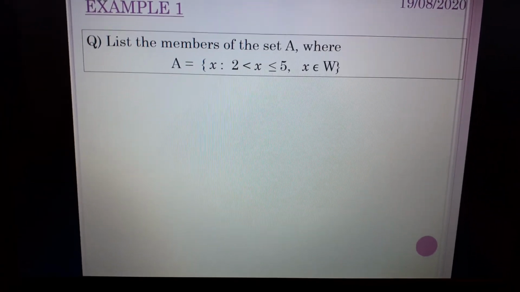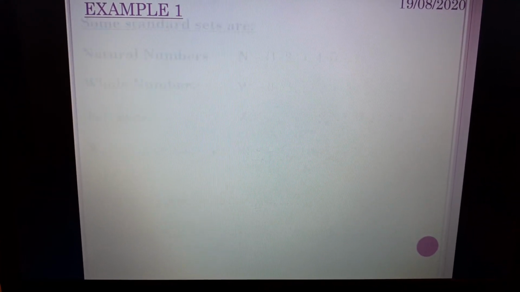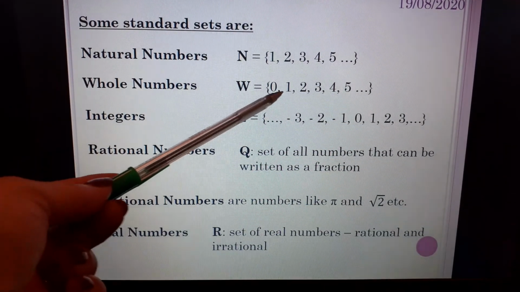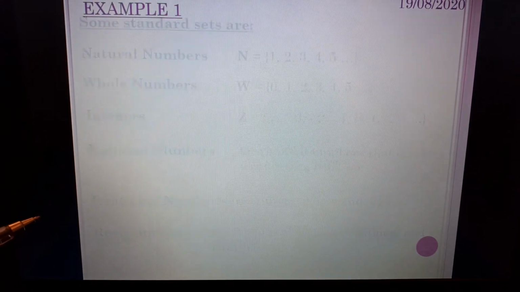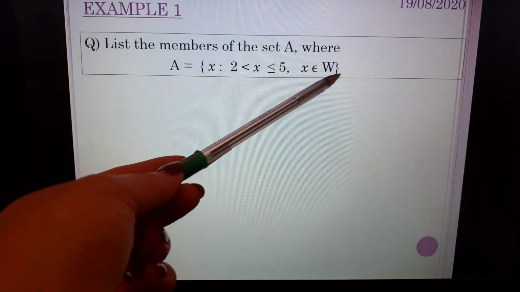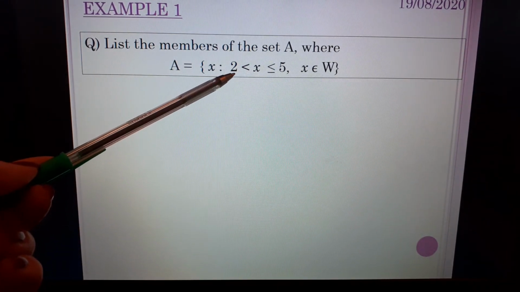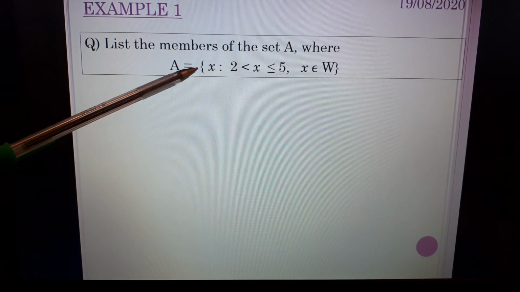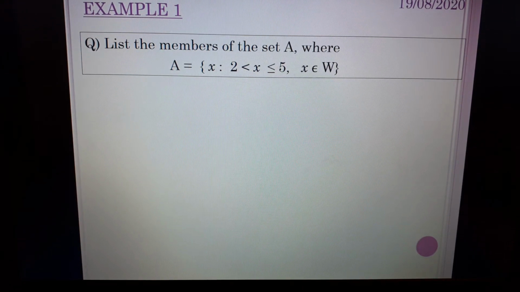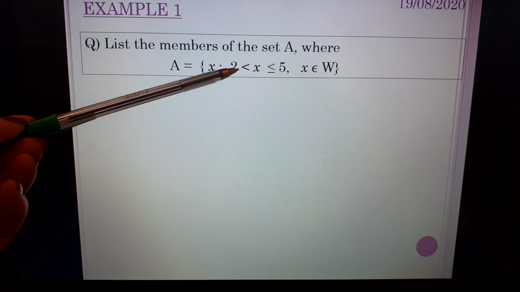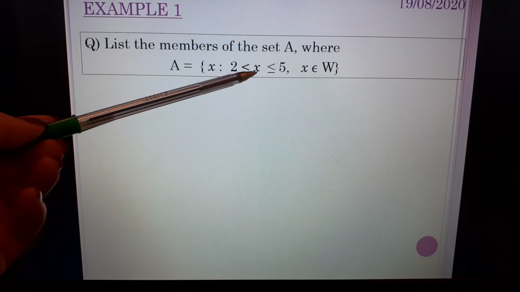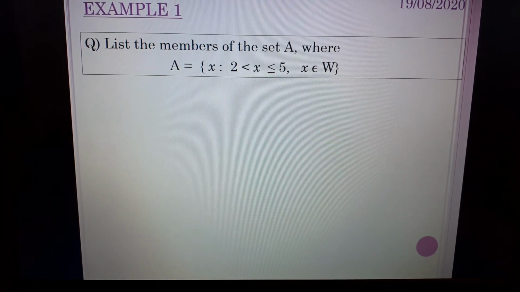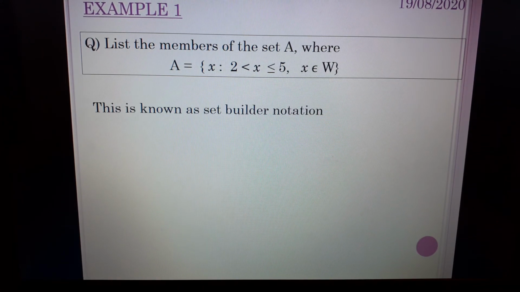Now, if we just revert back to these again, remember your whole numbers, a whole number starting from 0. Now, it's important that it tells you that X is a member of your whole numbers, because otherwise you could start to put numbers like 2.6, 2.7, 2.8 in and so on. So it tells you that it's just whole numbers that we're looking for. Okay, where 2 is less than X, so X is greater than 2 and X is less than or equal to 5. Okay, so this is known as set builder notation, as I mentioned.